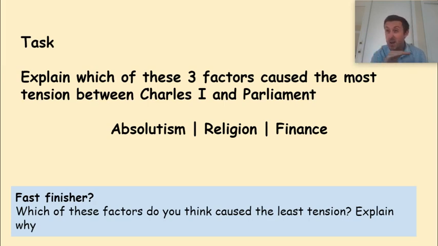If you're a fast finisher at the end, you can complete the task at the bottom, which is which of those factors do you think caused the least amount of tension? All right. And those factors are absolutism, remember that belief that a monarch has absolute power and doesn't have to listen to anyone but himself, religion, and of course, the factor that we've been looking at today, finance.